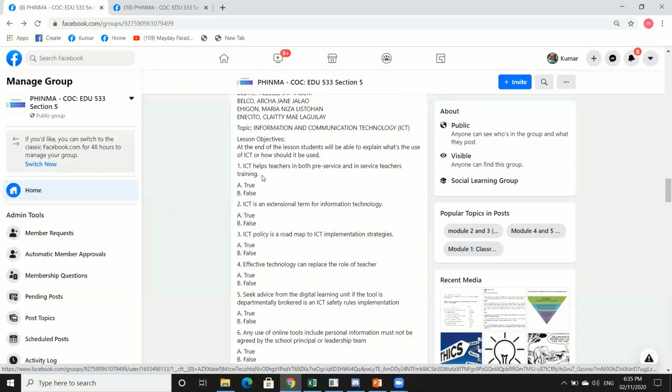So how are we going to write this to make it a factual statement? You should include the author of this statement to make it more objective. So, according to Ruwanto 2019, ICT helps teachers in both pre-service and in-service teacher training. So that could now be a factual statement. Factual or not factual, so if it's true, then factual. If it's not true, then a not factual statement. So if it's an opinion, try to cite the author of that opinion to make it a factual statement.